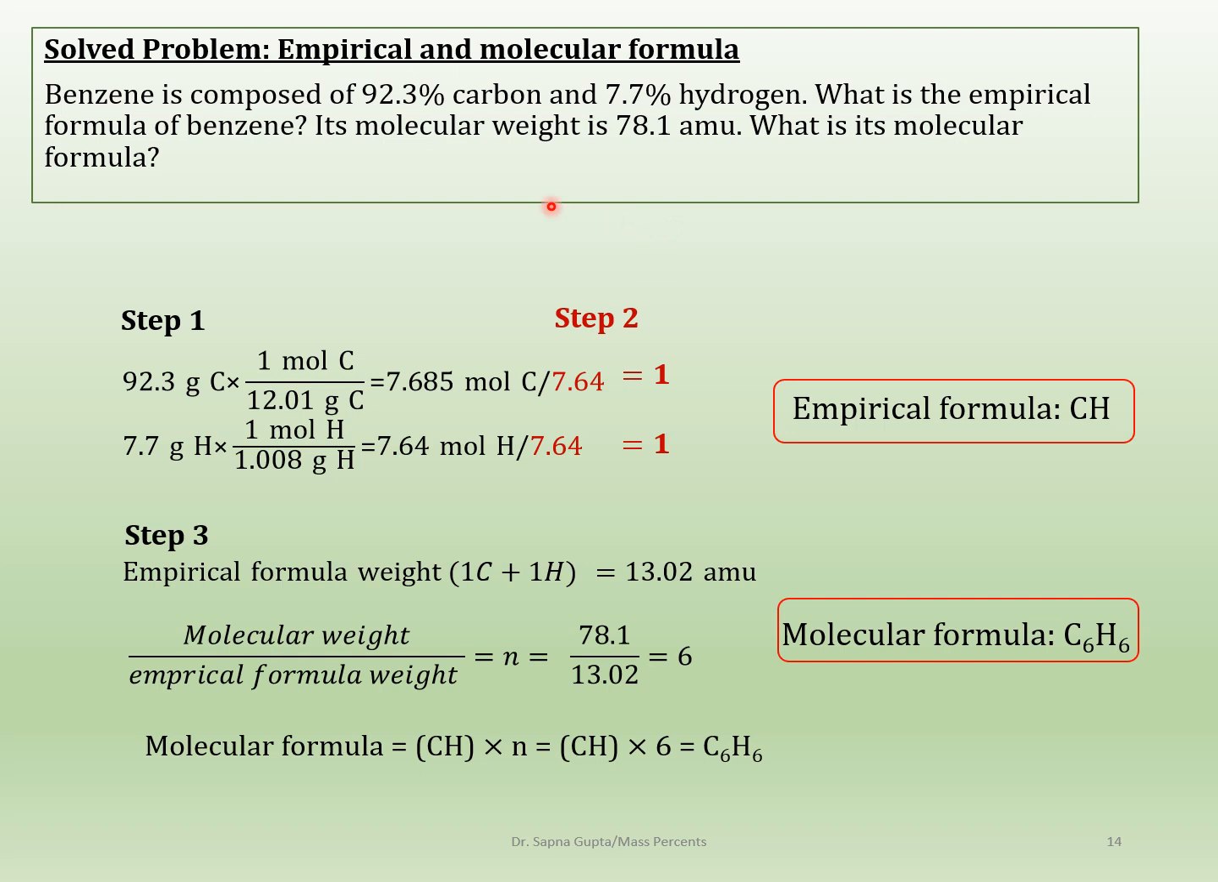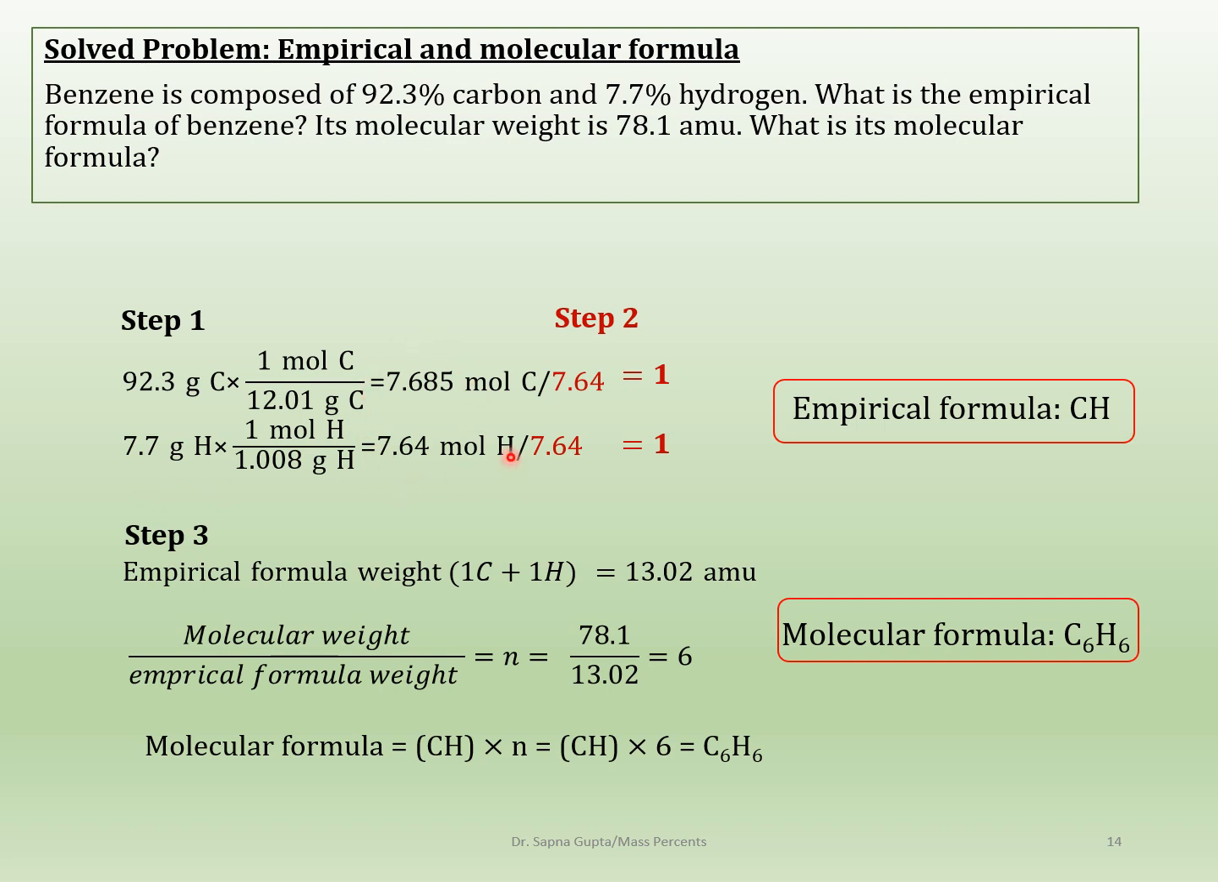So here's another example. Benzene is composed of 92.3% carbon and then hydrogen. What is the empirical formula of benzene? The molecular weight is given to us, and we're asked to calculate the molecular formula also. We start the same way, with 92.3 grams of carbon, and convert that into moles. So, just doing the mole conversion here. One mole has 12.01 grams of carbon. So find out the moles of carbon, find out the moles of hydrogen.